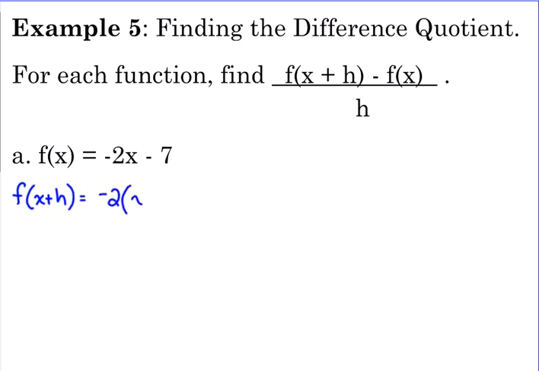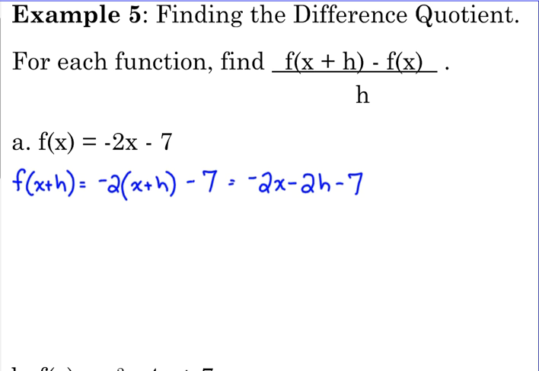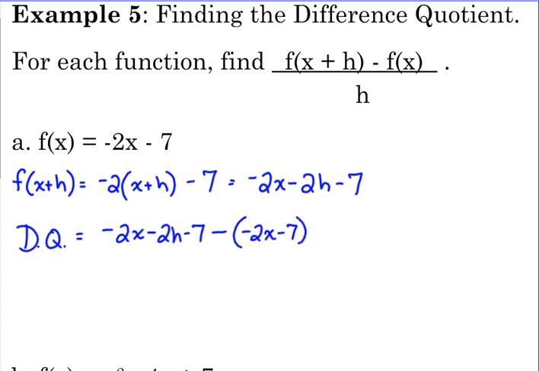So we're going to have negative 2 times x plus h minus 7. We want to simplify that. Negative 2x minus 2h minus 7. Okay, so I'm going to abbreviate this DQ for difference quotient, equals that expression, the f of x plus h, minus f of x. Now notice I put a set of parentheses around f of x because it's following a subtraction sign. We're going to have to distribute that negative.